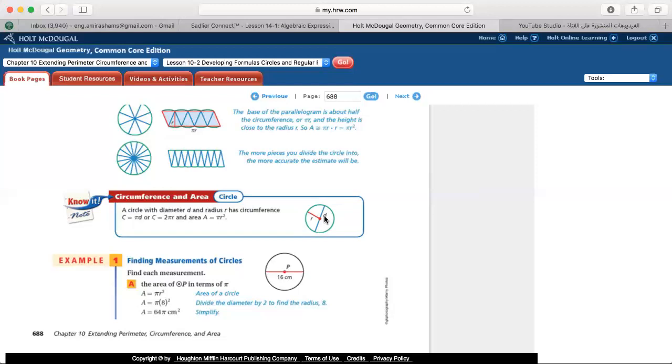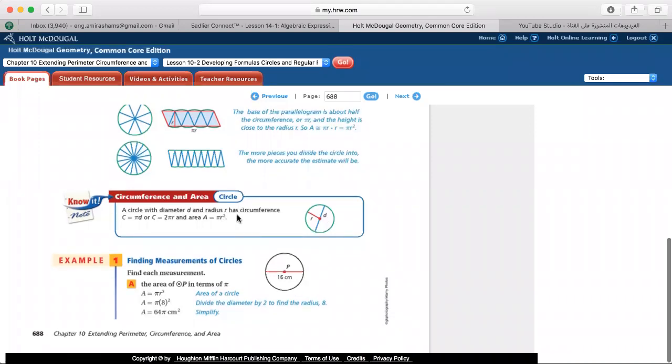And the area. I have only one formula, which is equal to pi r squared. So if you have d, divide by 2, because I don't have a formula for the area that contains d. If you have a problem that has d and you are required to get the area, divide d by 2 to get r.